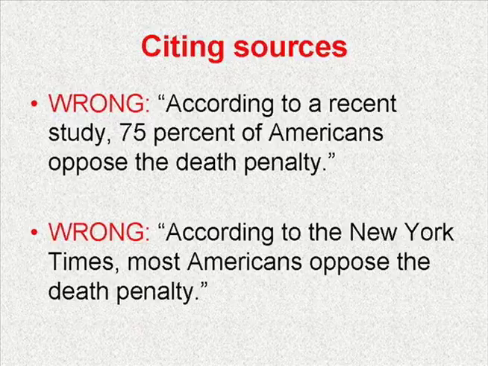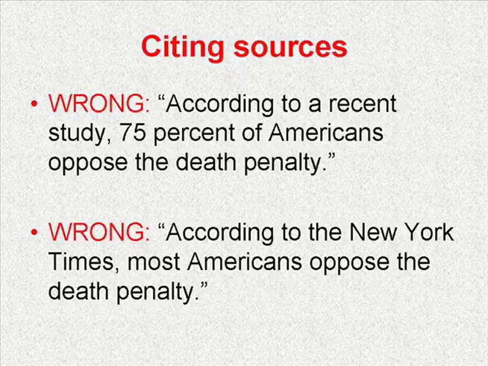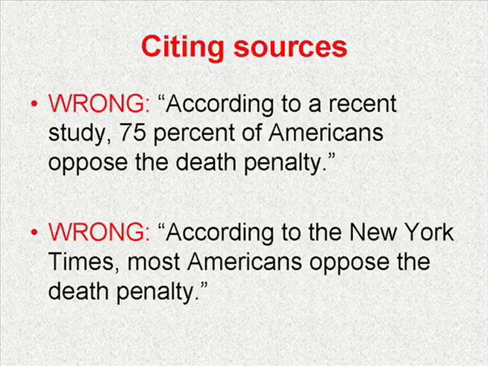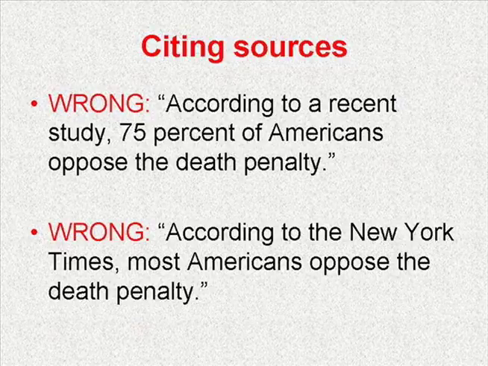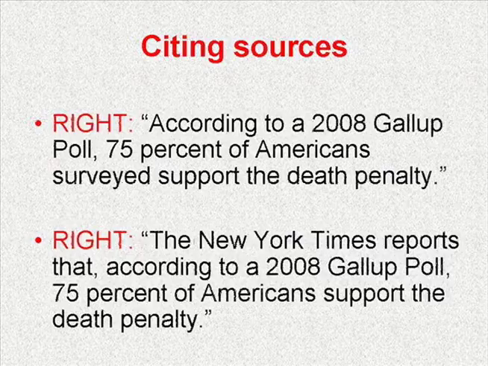Well, because that doesn't tell us anything about the study. It doesn't tell us anything about the source of the study. So you can't just use anonymous sources like that. You need to say whose study it was. And as I mentioned, it would be wrong to say, according to the New York Times, most Americans oppose the death penalty. The New York Times is only the messenger here. They're relaying the information from Gallup, so that would be inaccurate also.